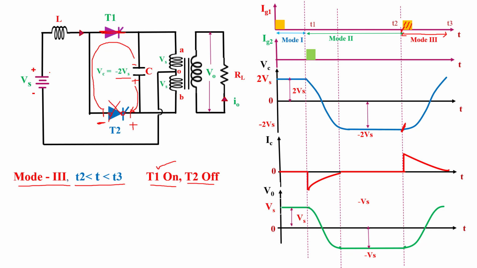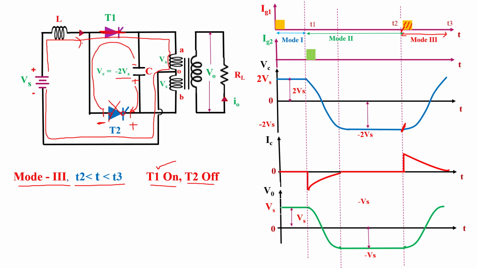So the path of the current is, in this case, current flows from the supply voltage through the inductor, T1 thyristor, the upper part of the primary winding from A to O, and follows this direction back to the supply voltage. It means current follows this path: supply voltage, inductor, T1 thyristor, upper part of primary winding, and back to the supply voltage.